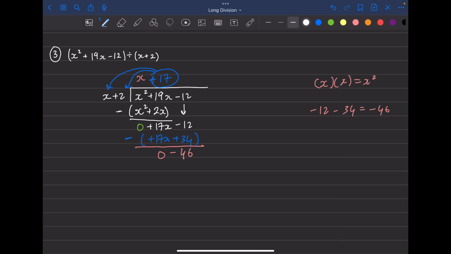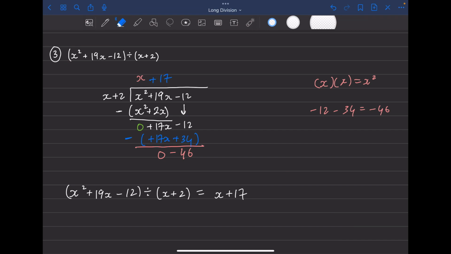And now, if we write our answer down, so x squared plus 19x minus 12, all divided by x plus 2, you probably already guessed this, is equal to, first we write down the quotient, so we got x plus 17. Let's write that down, x plus 17, and since we have a remainder, we're still going to write that down, so minus, because the remainder is negative, minus 46 over x plus 2, because that was what we were dividing by to begin with.